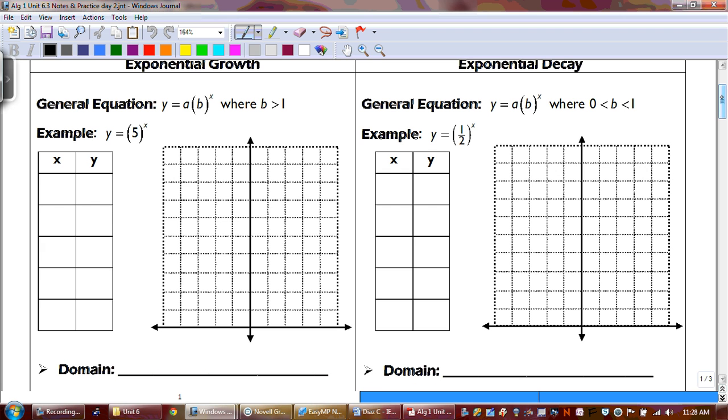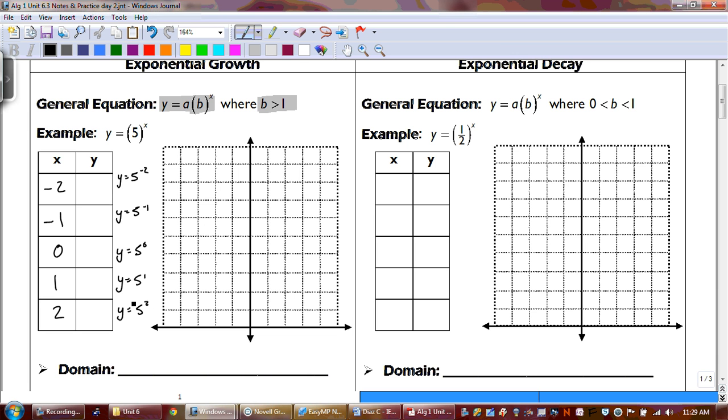Yesterday we talked about exponential growth, where the general equation is y equals a times b to the x, where b is greater than 1. So we have our little example, y equals 5 to the x, and remember we always use the same numbers, which is -2, -1, 0, 1, and 2. Real quickly, you can plug all of these into your calculator. And some of them might be easier than others.